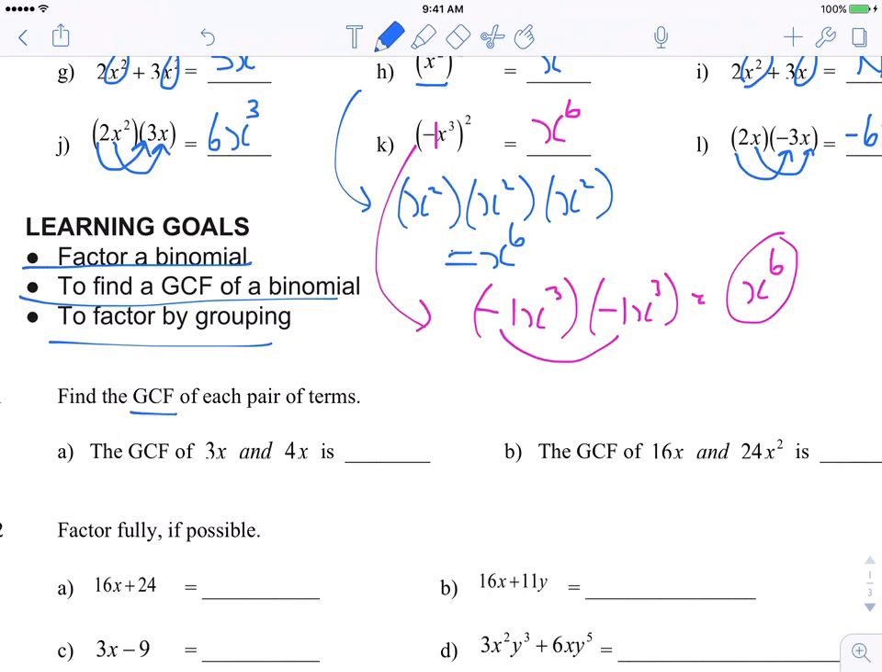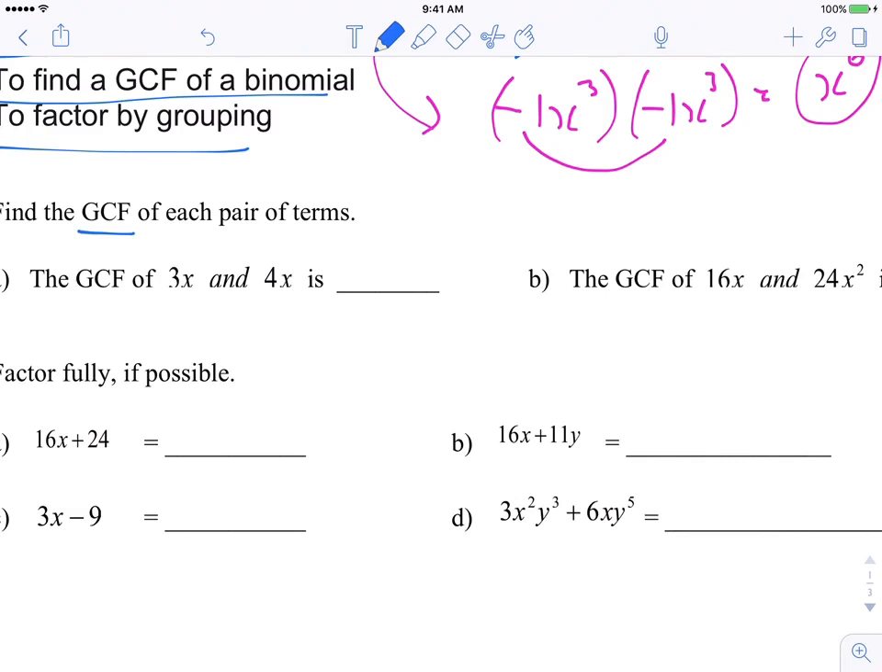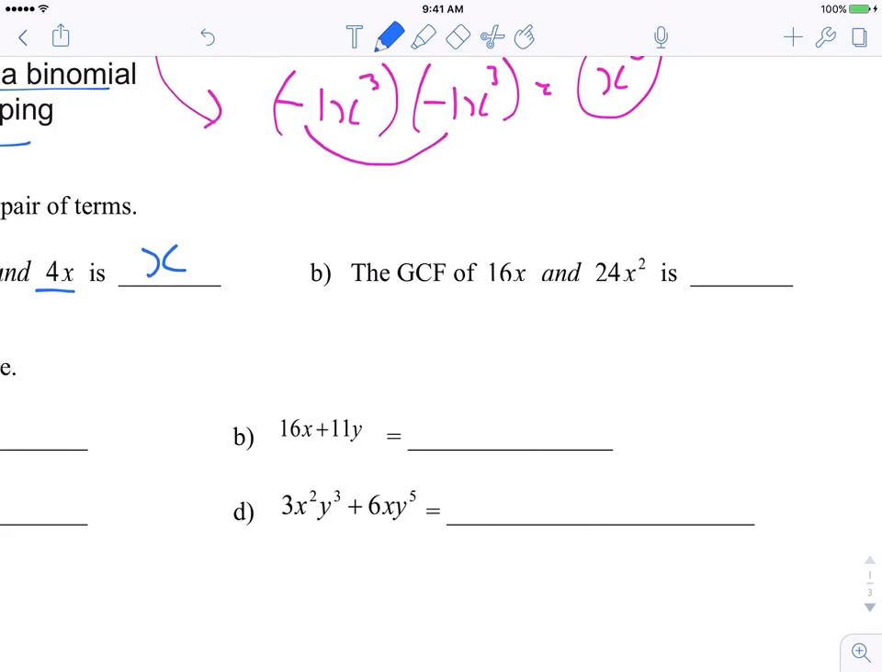So GCF, remember, is the greatest common factor. The greatest common factor of 3x and 4x, I'm looking for what they have in common. And what they have in common is technically a 1x or x. So in this case, x is what they have in common. The greatest common factor of 16x and 24x squared is a little bit different. What is the greatest common factor?